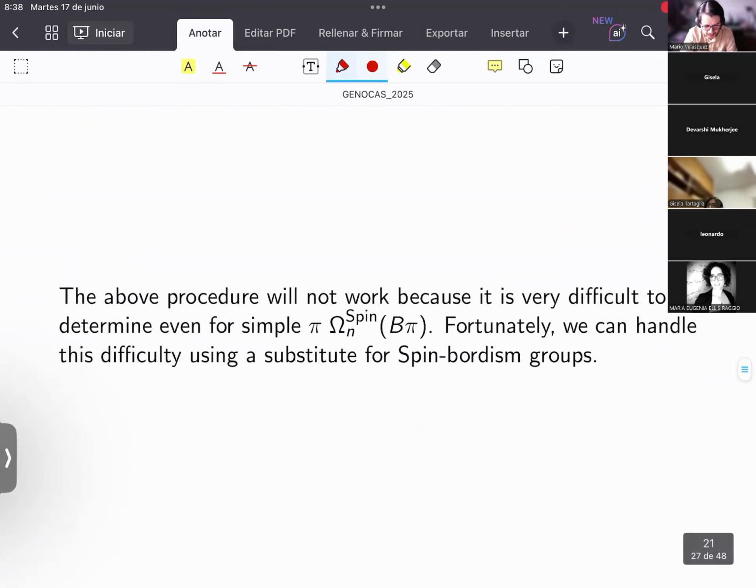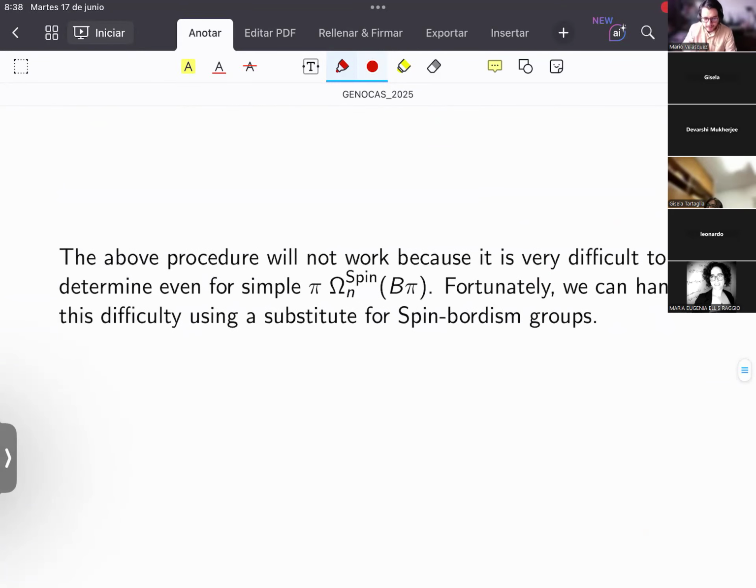Why? Why will this procedure not work? Because this group, even for simple P, is very difficult to compute. Almost impossible to compute.